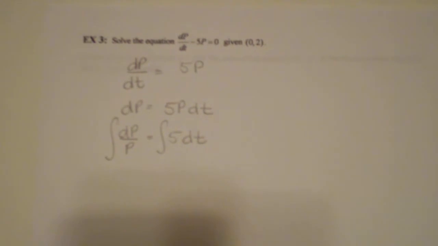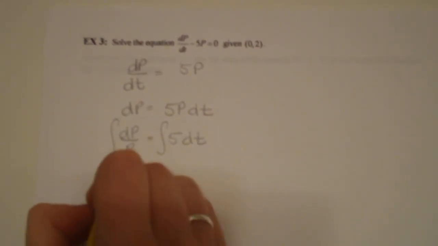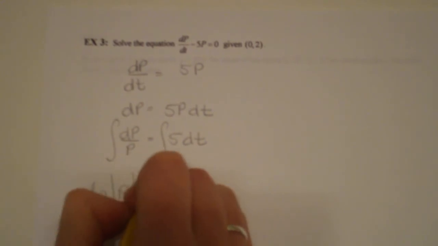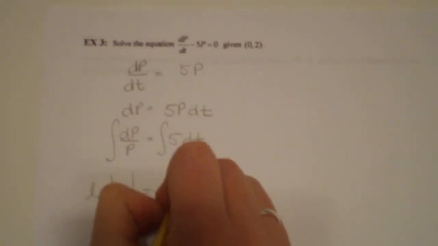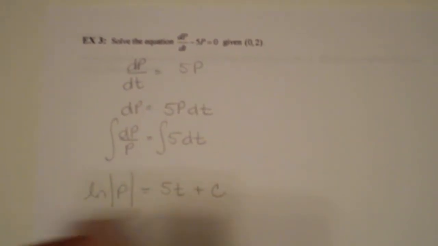Now when I integrate dp over p, oh my gosh, it's ln, absolute value of p, is equal to 5t plus c. Oh my god, it's so exciting. Everything always comes back to ln's.